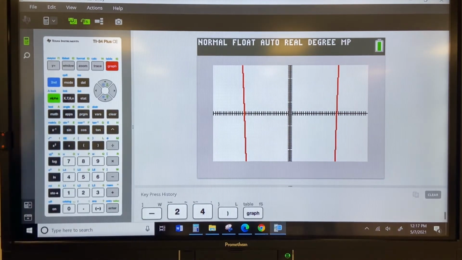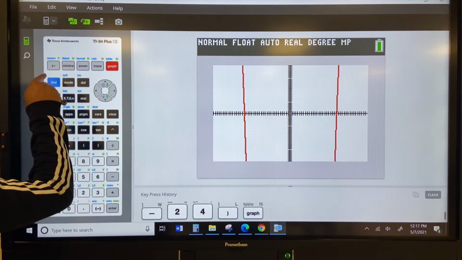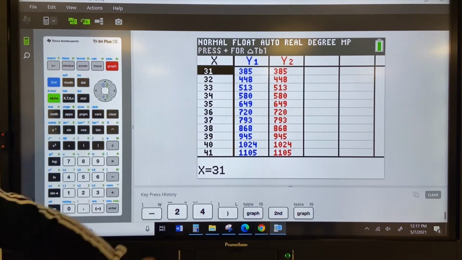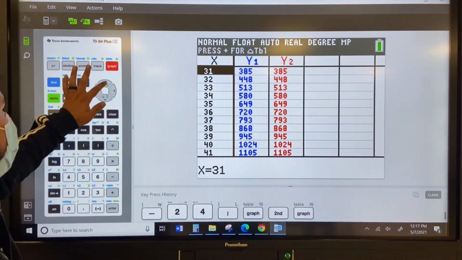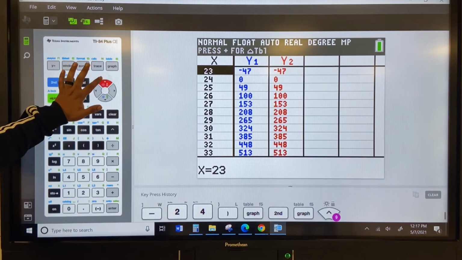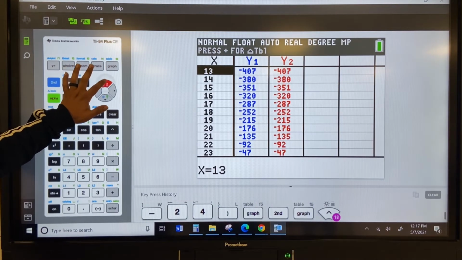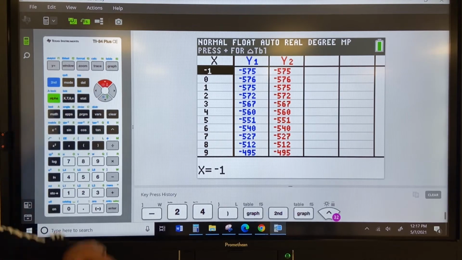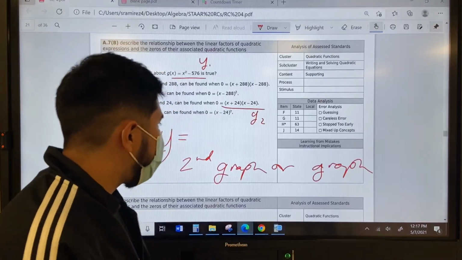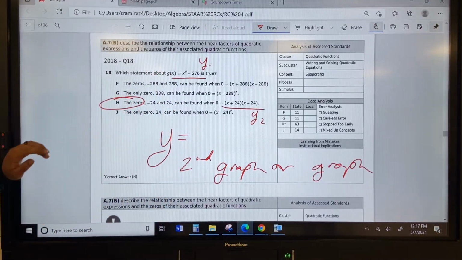I wrote second graph by accident, but that's okay. If I do second graph, you can see that all these numbers are matching up. All of these numbers are the exact same because they are the same exact graph. I love it. Good stuff. So that's how we know it's H.